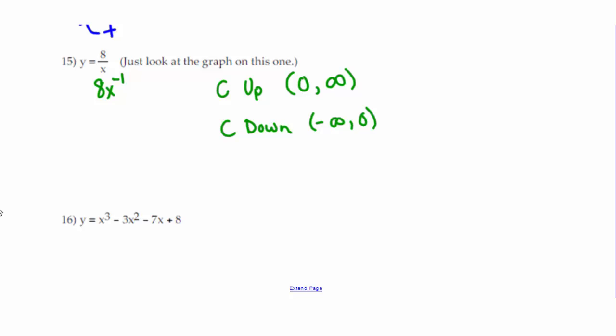Two derivatives of this. So the first one is 3x squared minus 6x minus 7. The second one is 6x minus 6. We're going to set that equal to 0.